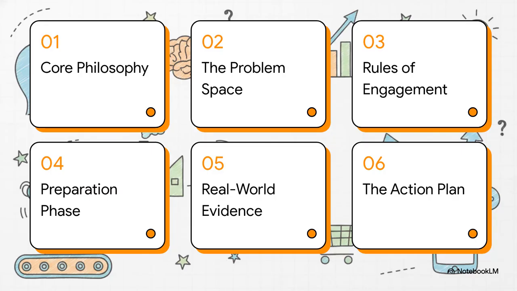Okay, let's dive into this. Think of this explainer as your complete, structured blueprint. We're covering 6 key areas today. 1. The core philosophy. 2. The problem space. 3. The rules of engagement. 4. The preparation phase. 5. The real-world evidence. And finally, 6. The action plan. We're going from definitions to deployment so you don't miss a thing.